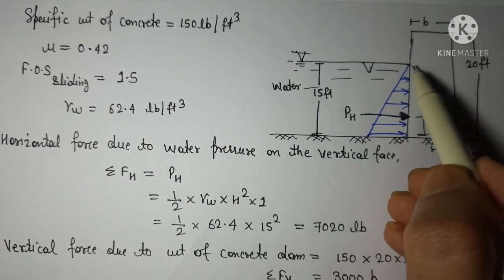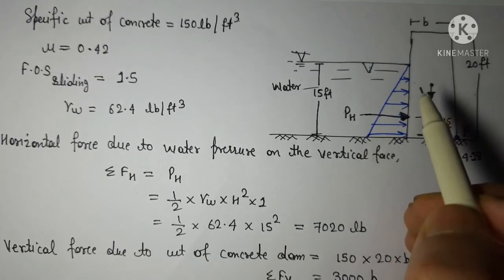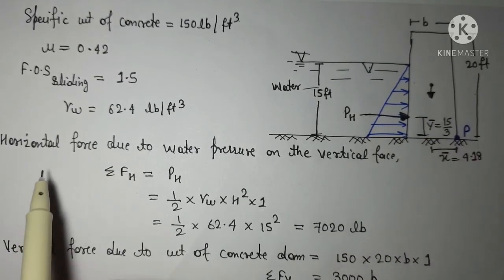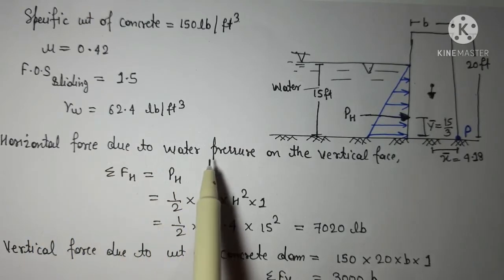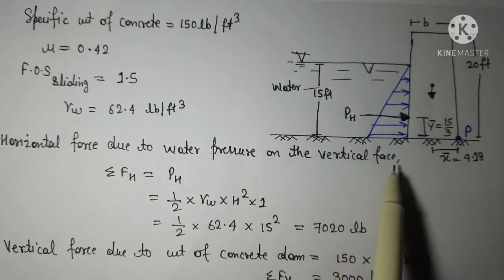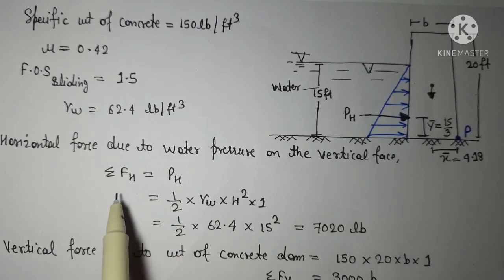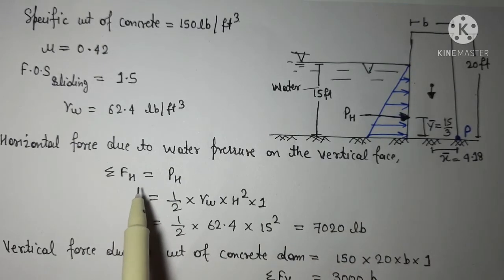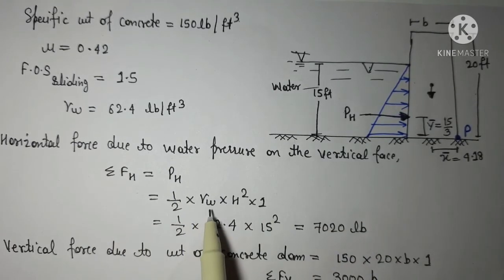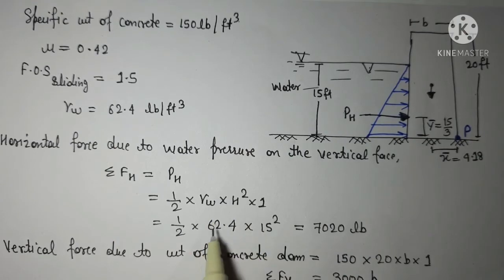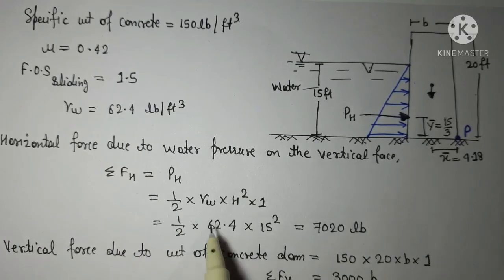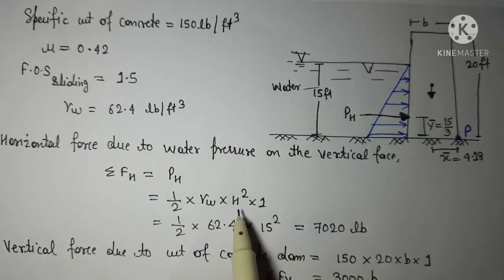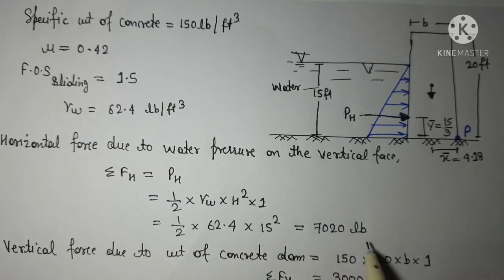Now we have to calculate the horizontal force acting on the dam and the vertical force acting on the dam. First we will calculate the horizontal force due to water pressure on the vertical face. PH is equal to 1/2 gamma h square times 1. Gamma W is given as 62.4. We will put the gamma W and h values, and we can calculate 7020.